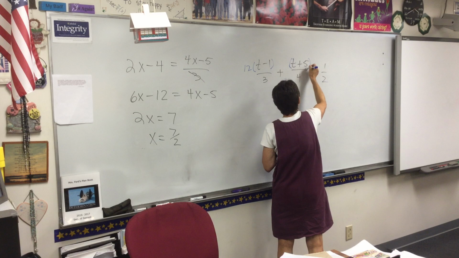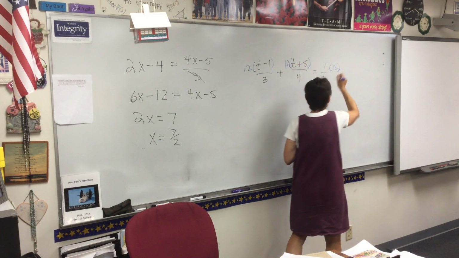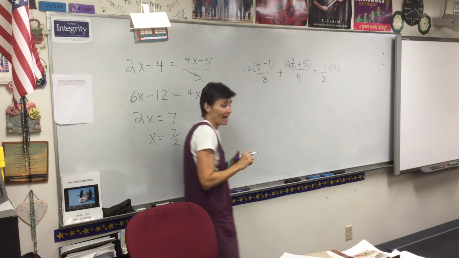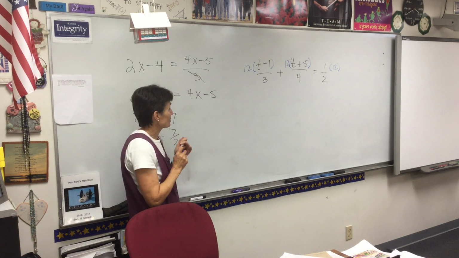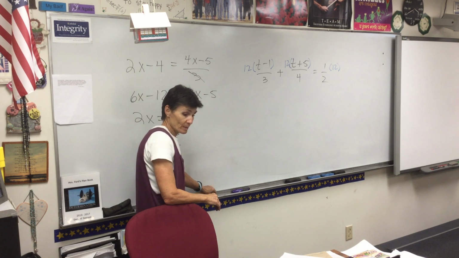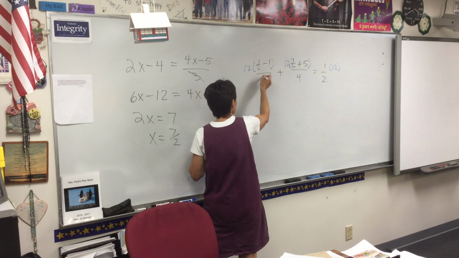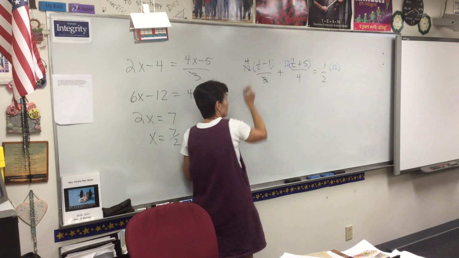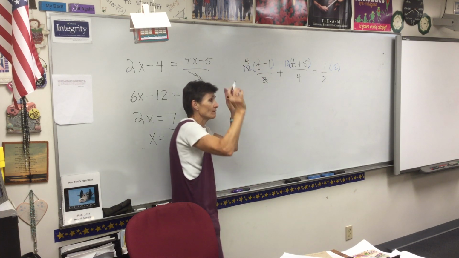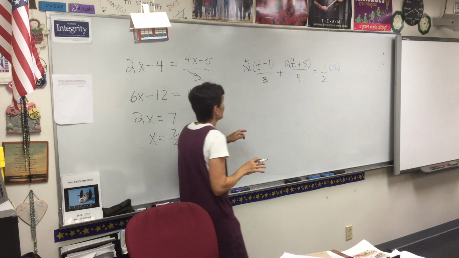Now, why did Sam choose to multiply everything by 12? That's the greatest common factor. That's the common denominator. That is right. Now, the reason that he did that was so he could cancel the fractions. We don't want fractions. So if we can multiply and get rid of them, that's what we want to do.